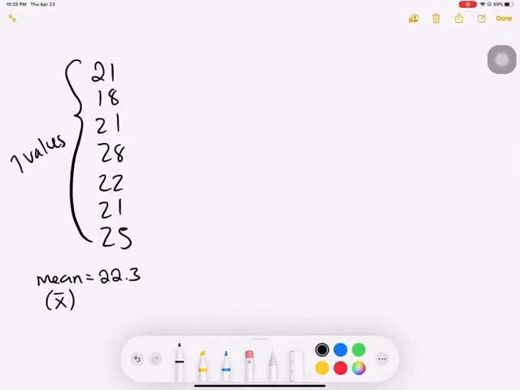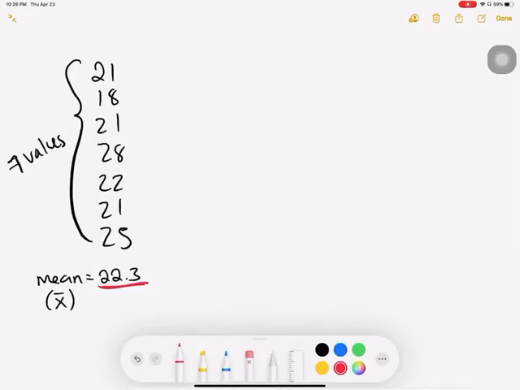The first questions are going to be calculate the mean, and then the median, and then the mode. Okay, the mean, hopefully you guys calculated it correctly, right? Add all of those numbers and divide by the total amount of values, which is 7 values, and you're going to get 22.3. Just to make it a little easier to explain, I'm going to round to a very small number of decimals.